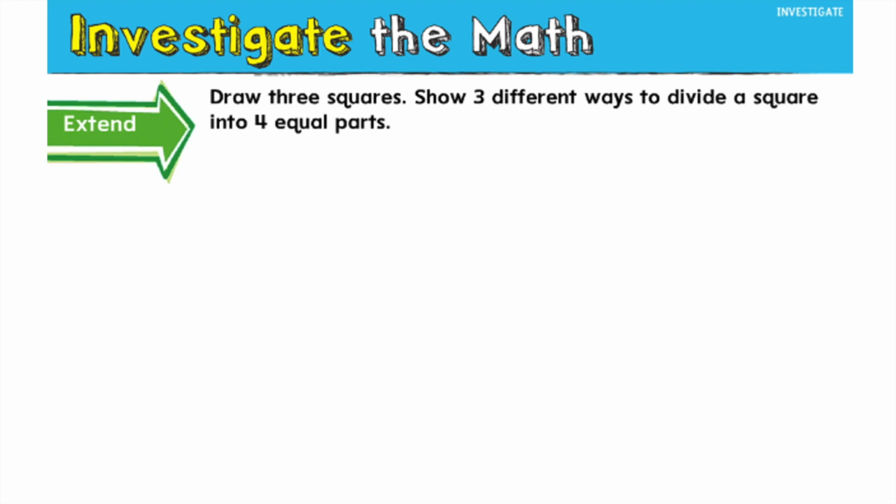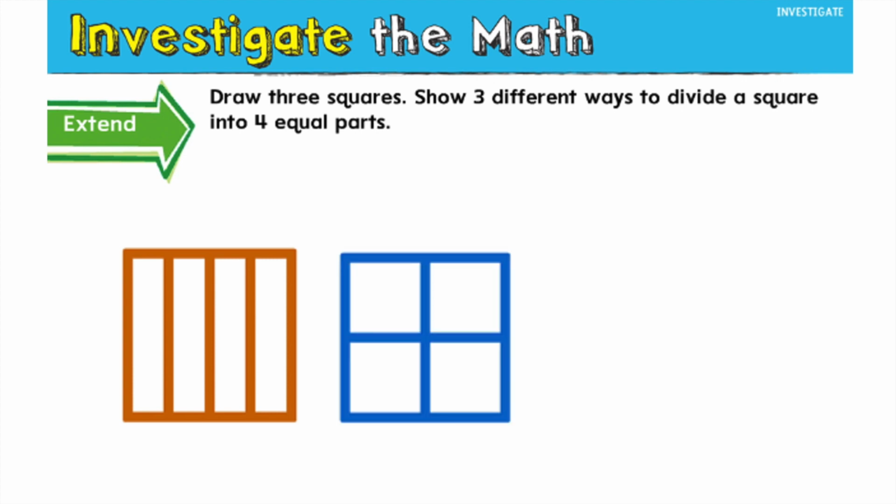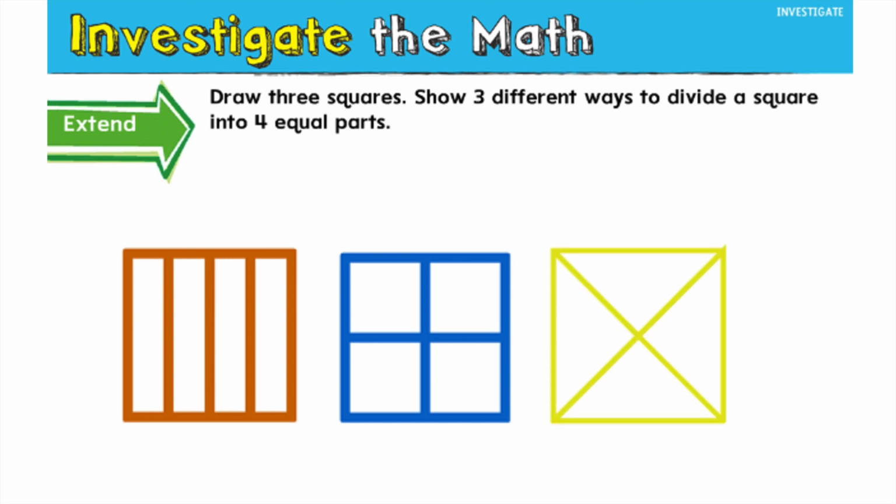And stop. Okay, let's go ahead and compare. One way that you could have cut one of the squares would have been in lines top to bottom. Another way would be like a cross with 4 equal parts. And another way would be with an X. All of these 3 are correct because look at each of the parts in this square.